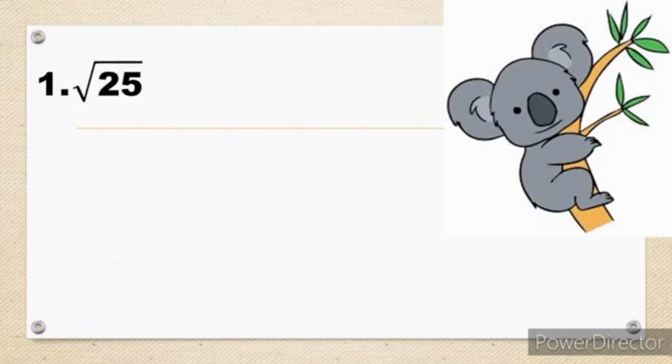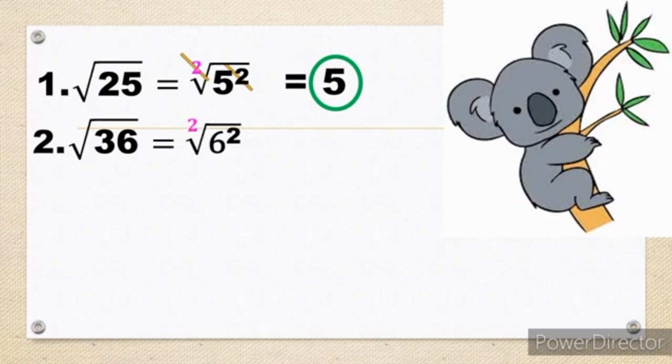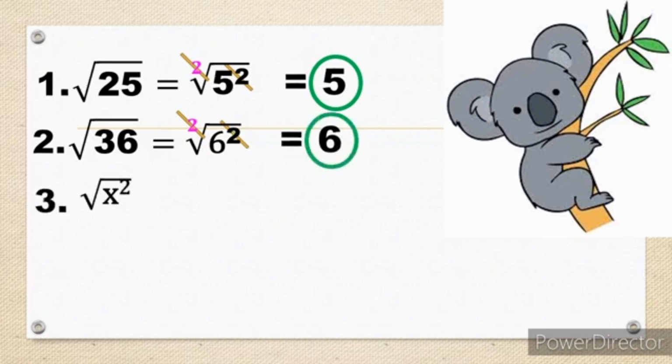Now let's have another way to find the square root. The square root of 25 is equivalent to the square root of 5 squared. The index is 2, so we can cancel the index and the square. Therefore we have 5. The square root of 36: cancel 2, the index of the square root, so we have 6. And the square root of x squared: the index is 2, so we can cancel it, and it equals x.